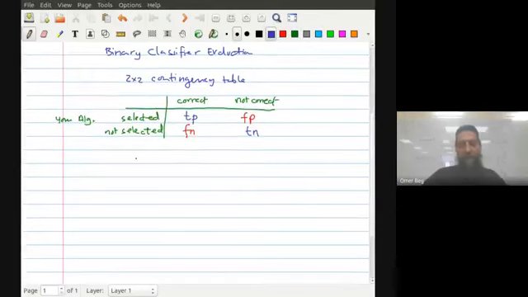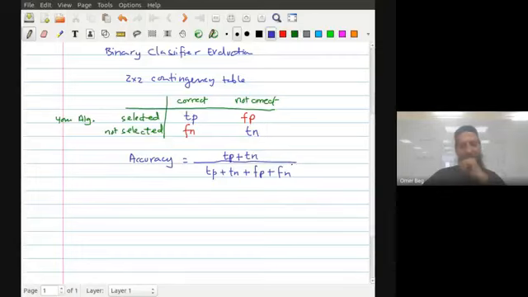So the simplest metric is accuracy: how many times your algorithm got things right, over the total number of things. The accuracy would be true positives plus true negatives divided by all of the samples: true positive plus true negative plus false positive plus false negative. This is the accuracy. The thing is, most of the time this is not a very good measure.